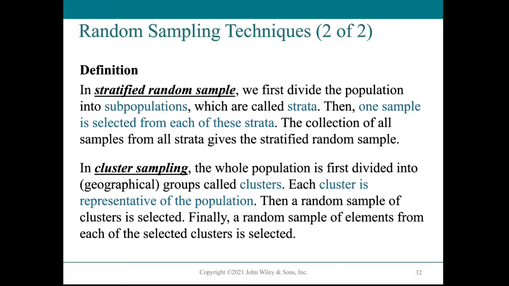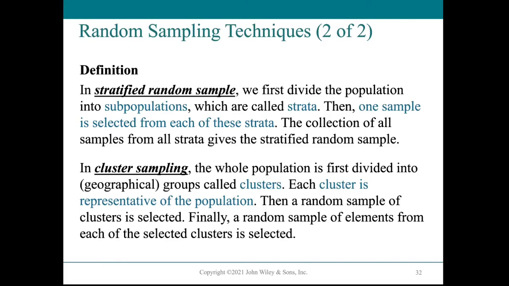And then for cluster sample, it's different from stratified in such that you first divide them into groups called clusters, and each cluster is representative of that population. And then a random sample of clusters is selected. And finally, a random sample of elements from each of the selected clusters is further selected.